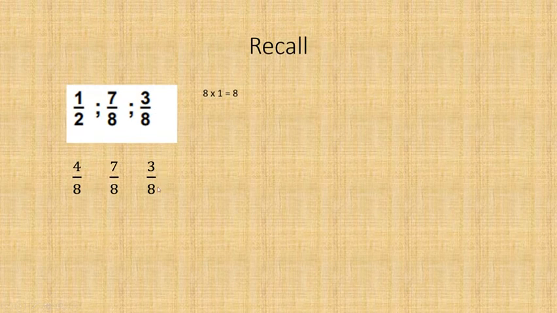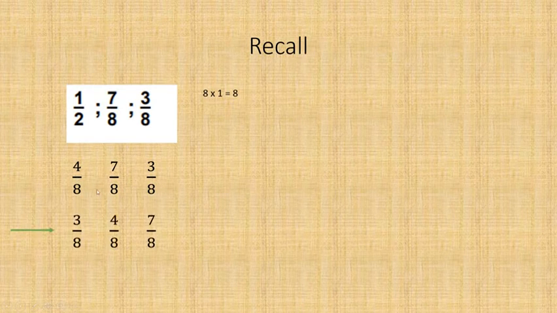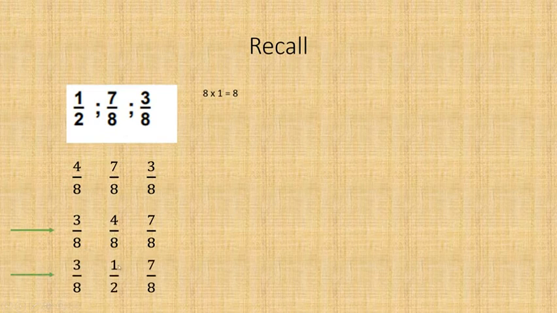And then order them. The smallest number here is 3 over 8, so I will write it down first, and after that 4 over 8, and after that 7 over 8. And don't forget to change them back to the original form. So 3 over 8 stays the same, 4 over 8 is going to be a half, and 7 over 8 is going to be the same 7 over 8.